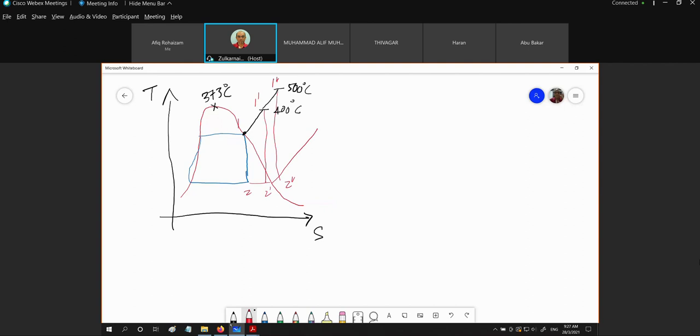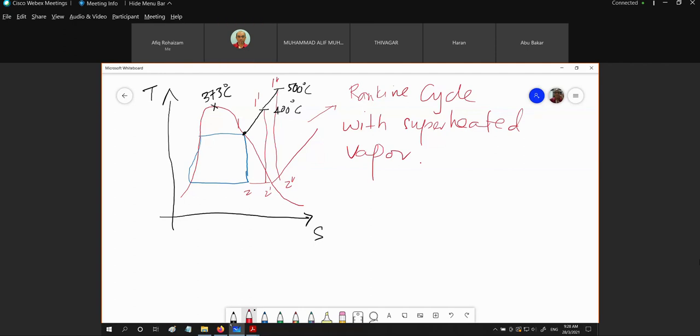parameters. Okay, but basically, we could increase the work output when we use what we call the Rankine cycle with superheated vapor. Right? So if we look at this case, we are going to have what is being called the Rankine cycle with superheated vapor. This is the name of the cycle.